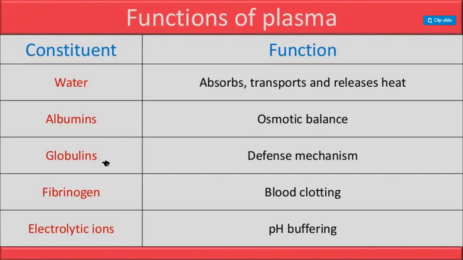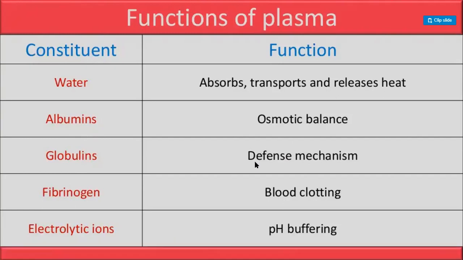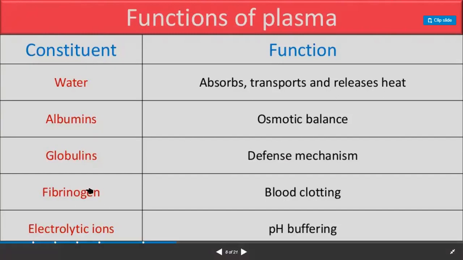And then globulins, they act to defend. They are used for defense mechanisms, and there are different types of globulins, which we will also discuss in the future. And then we have fibrinogen, which helps blood clotting. In the last class, I showed you the positive feedback mechanism of blood clotting, and we talked about how prothrombin is converted to thrombin, and how thrombin converts fibrinogen to fibrin, and then the fibrin forms the clot. So this fibrinogen helps in blood clotting.